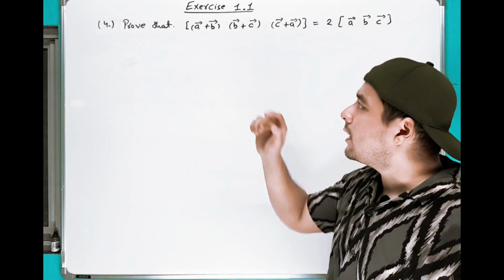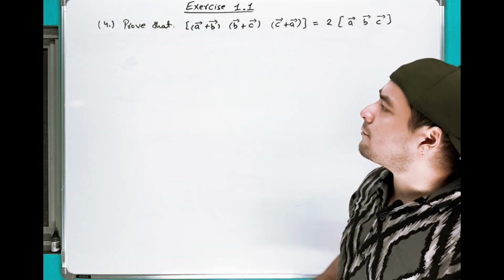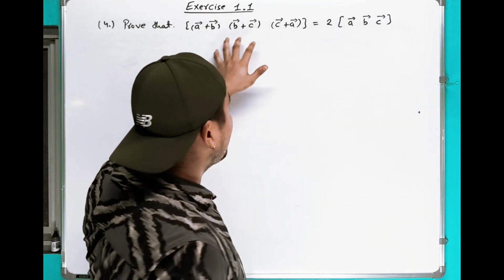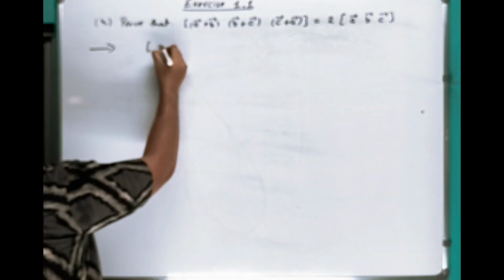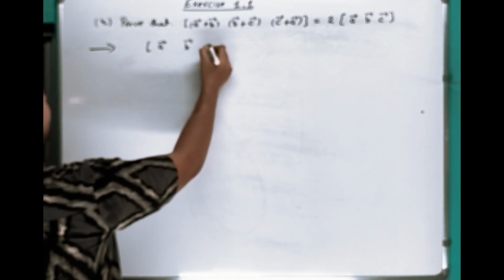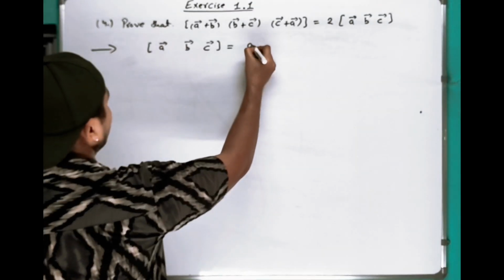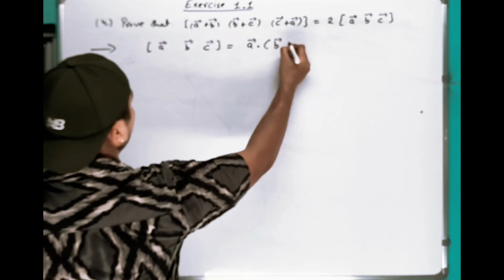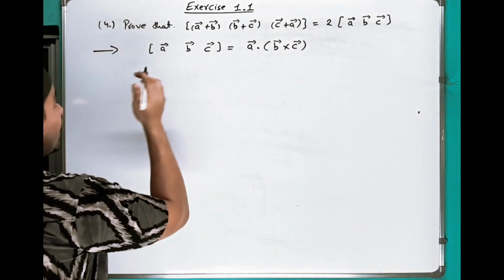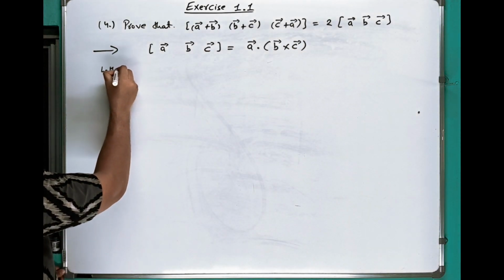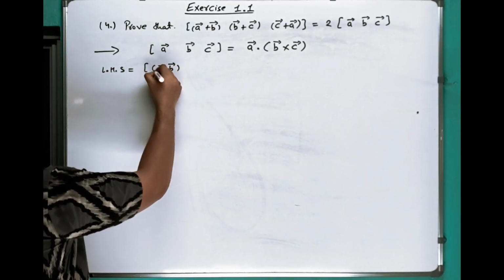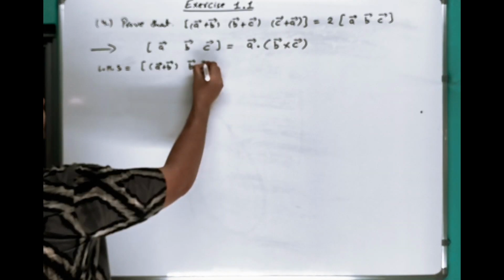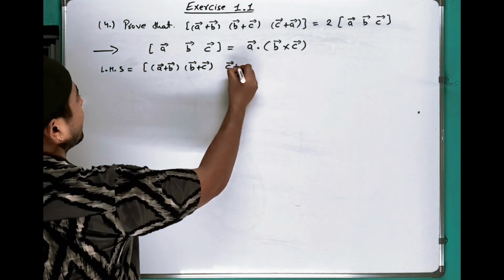So in question number 4, we have to prove that the scalar triple product of a plus b, b plus c, c plus a is equal to 2 times the scalar triple product of a, b, c. As we know, the scalar triple product a bar, b bar, c bar is written as a bar dot b bar cross c bar. So let us start with the LHS, which is a bar plus b bar, b bar plus c bar and c bar plus a bar.